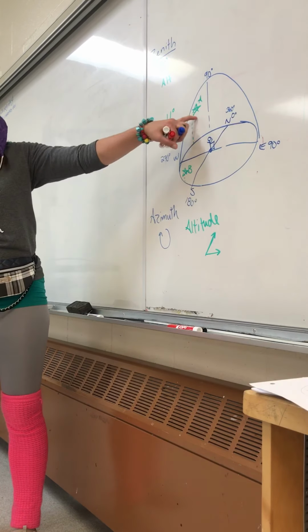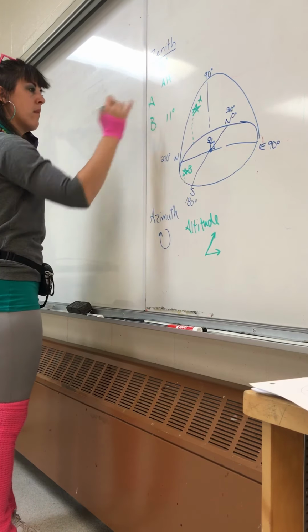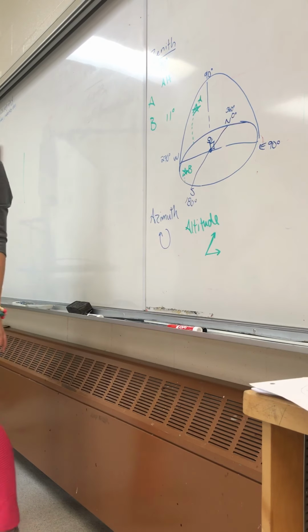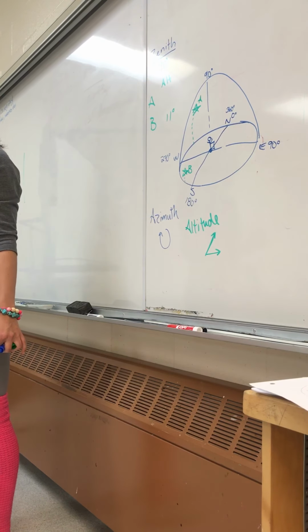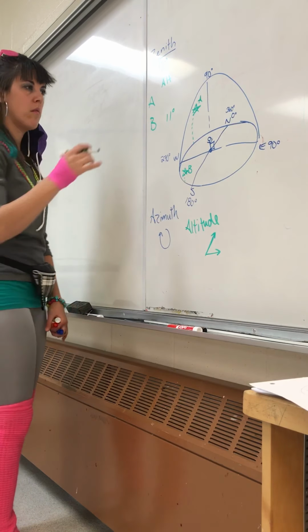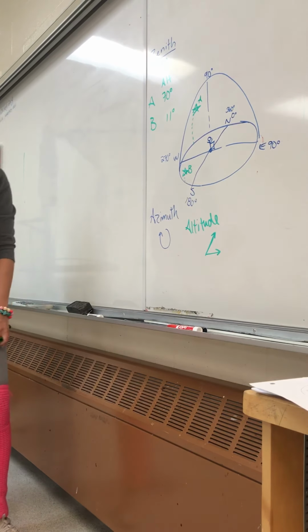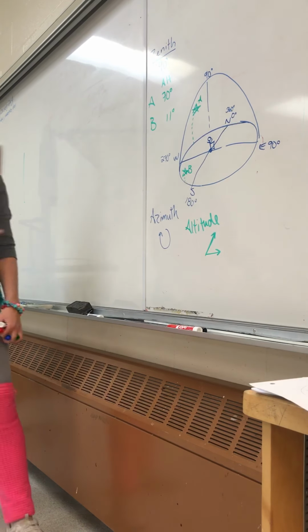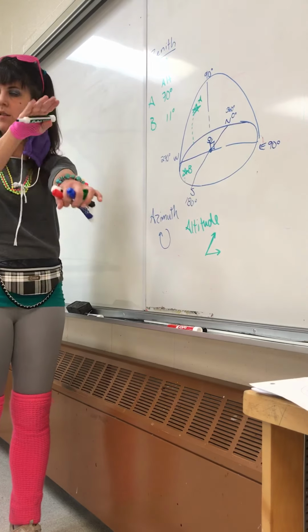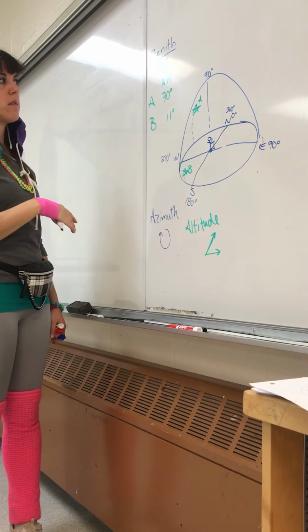This one's a lot closer to 90, but not quite 90. What would be a reasonable number for the altitude? 85. 85, maybe a little lower. 87. Okay, sure, 70, we'll go 70. So that would be the altitude. B is just a little off the ground. A is a lot more off the ground than B is.